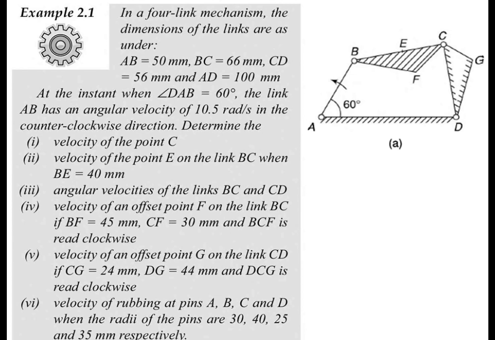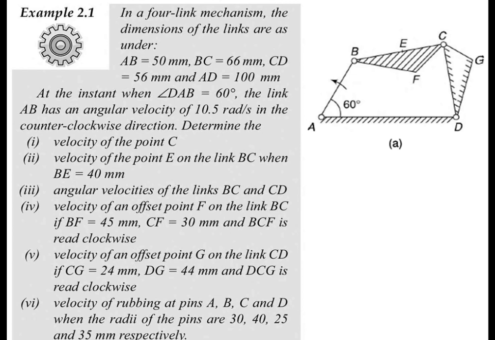Then the BE value is given as 40 mm, and then you have to calculate the angular velocities of BC and CD, meaning you have to find omega BC and omega CD, and then next find the velocity of offset point F. That F is nothing but the offset, another point on the ternary link, the shaded portion you can see, point F, where BF and CF dimensions are given as 45 and 30.